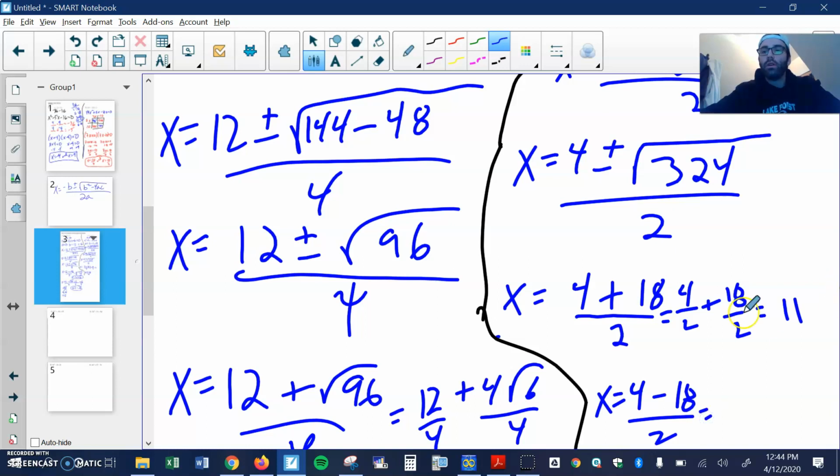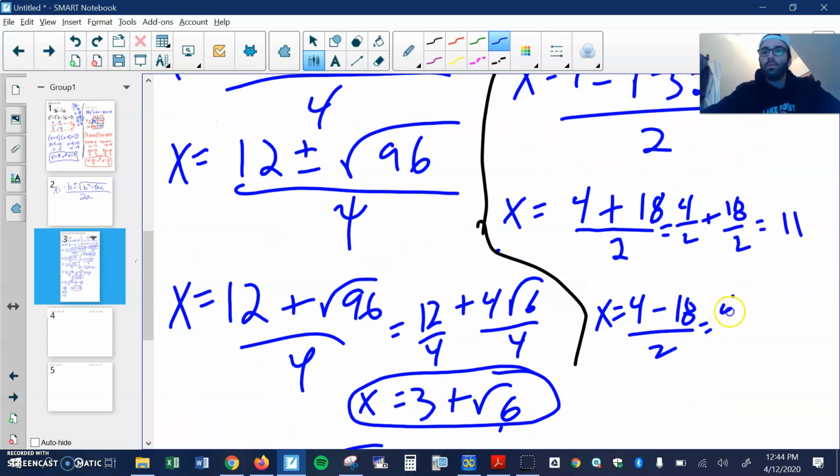And I'm doing 4 over 2 minus 18 over 2. Wait, hold on a second. 4 over 2, yeah, okay. 4 over 2 is 2. 2 minus 9 is negative 7. So x equals negative 7.